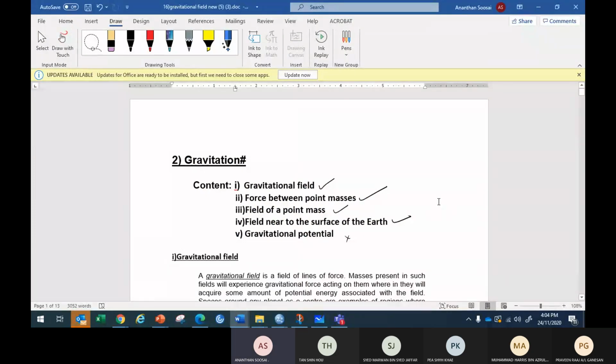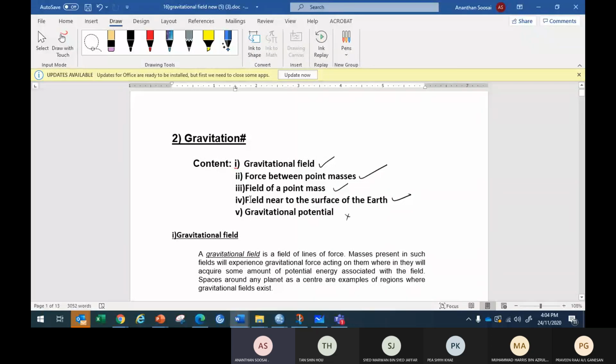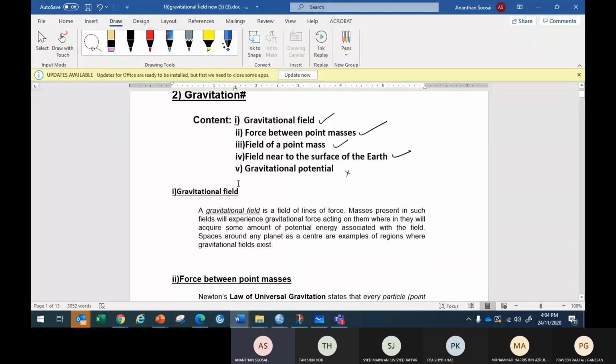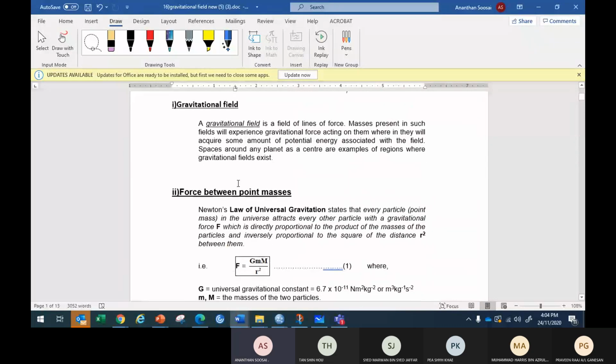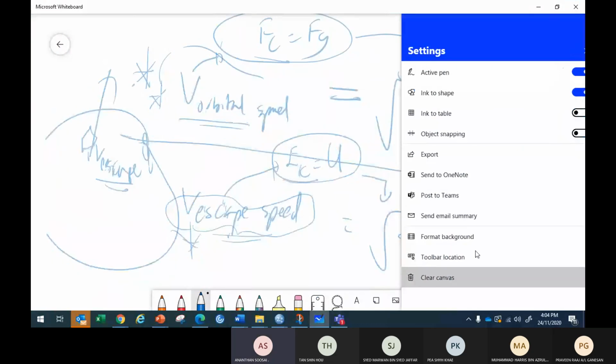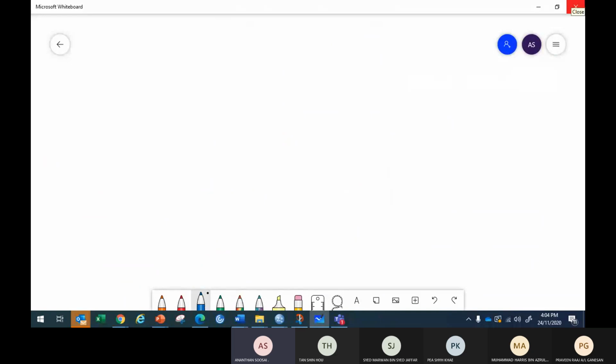Okay, students, let's restart. We have done everything ready for gravity: the gravitational field, force per unit mass, the field strength near the Earth, and the gravitational potential. So let's first recap what we learned, the entire topic for one round, because it gives better understanding.